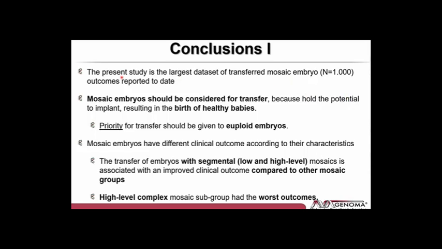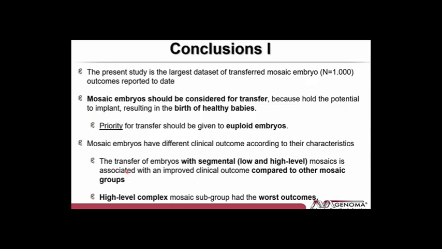So in conclusion, we can say that the present study is the largest data set of transferred mosaic embryo outcomes reported to date. 1,000 mosaic embryos were transferred. This study shows that mosaic embryos should be considered for transfer because they hold the potential to implant, resulting in the birth of a healthy baby, and also shows that the priority for transfer should be given to euploid embryos, and that mosaic embryos have different clinical outcomes according to their characteristics.